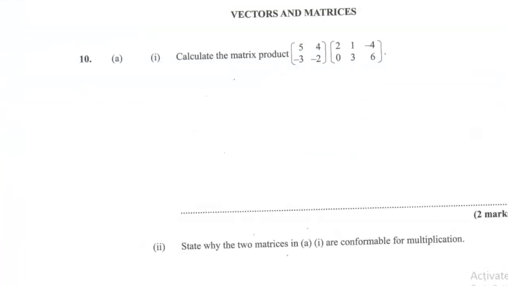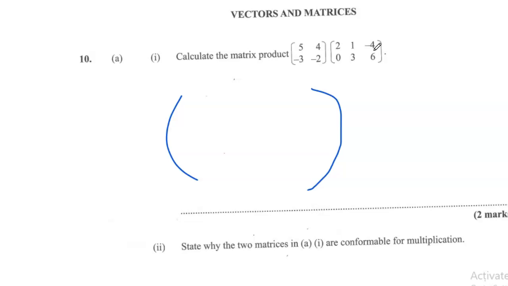Let's move on to the final question. Vectors and matrices, Question 10. The product of these two matrices. So, let's do the product. Remember, when you multiply matrices, it's always rows by column. So you apply the 5, 4 to 2, 0, then 5, 4 to 1, 3, then the same 5, 4 to negative 4, 6. And then you apply the minus 3, minus 2 to the same 3 rows in the other matrix. And remember, when you multiply, it's always the first value times first value, second value times second value.